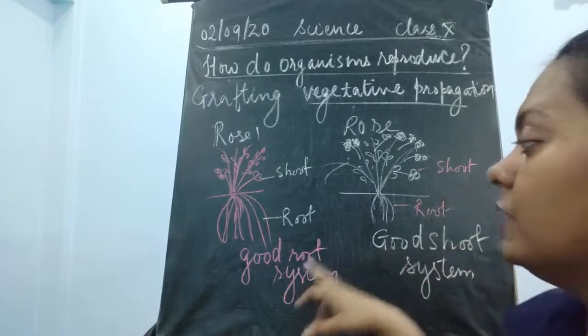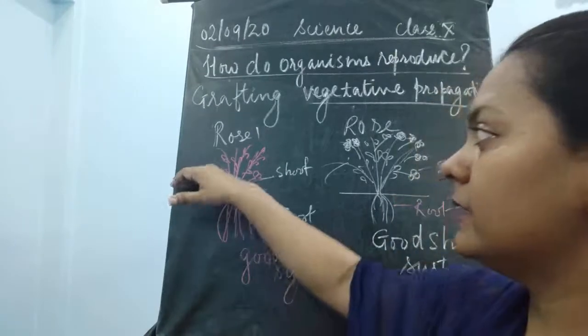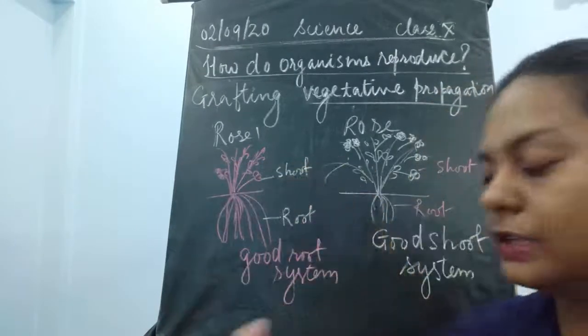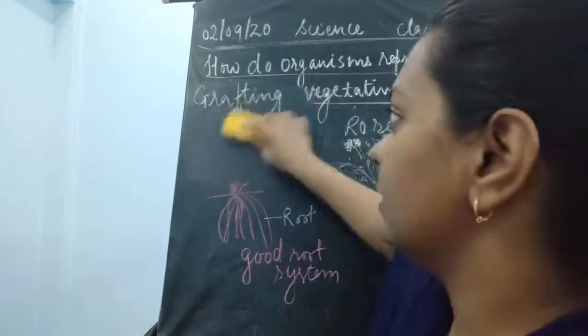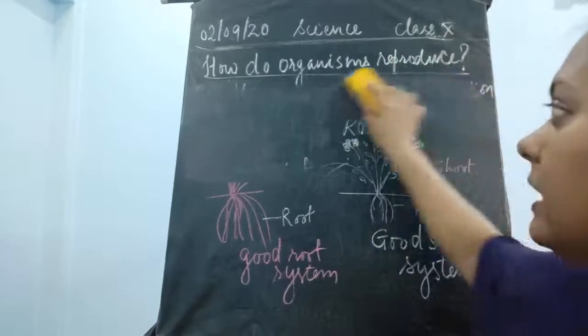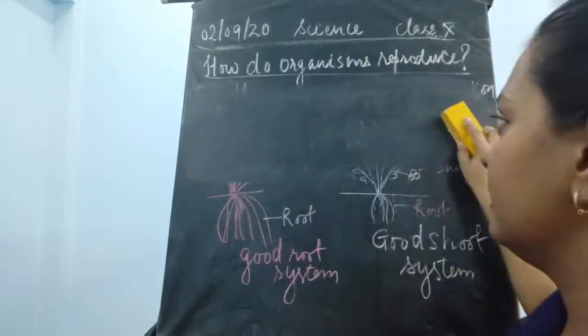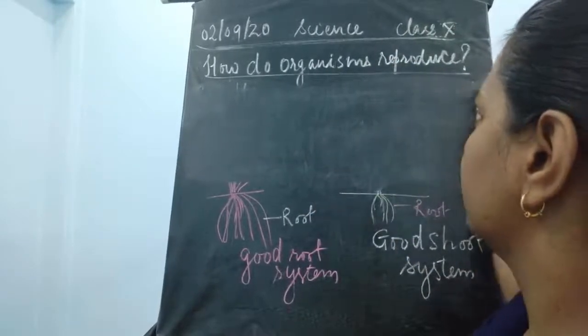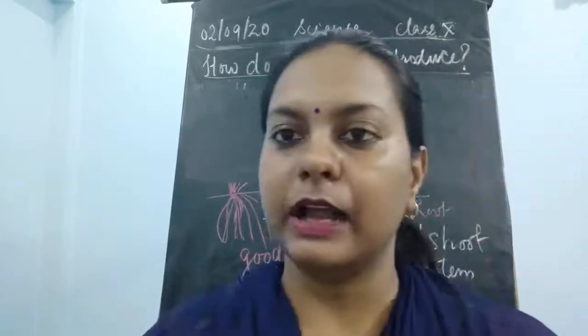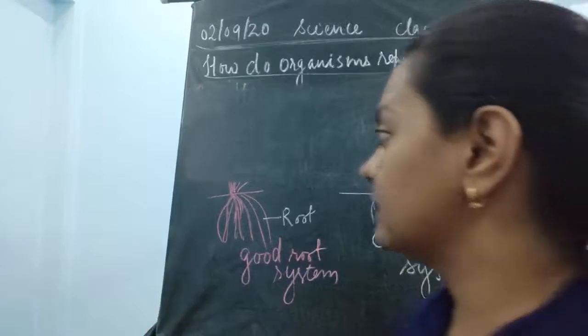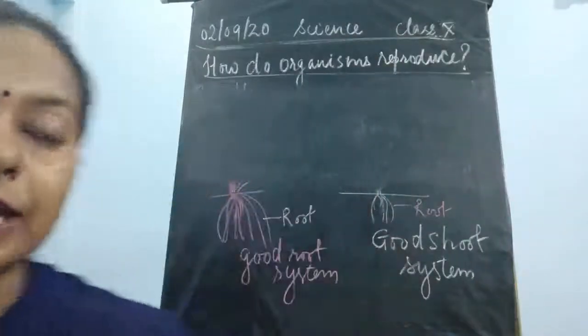You will take up this good root system and we will cut off this plant. We'll cut off the branches and leave only one branch. Okay, so I'll just draw how this grafting would be done. I'll take up this plant with a good root system and one branch would be left.